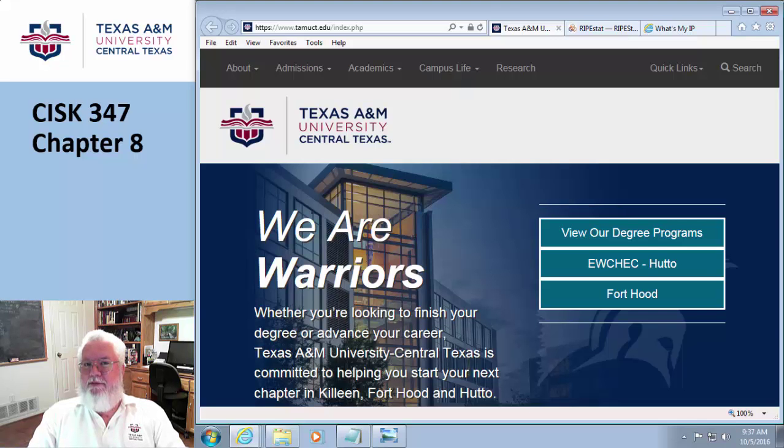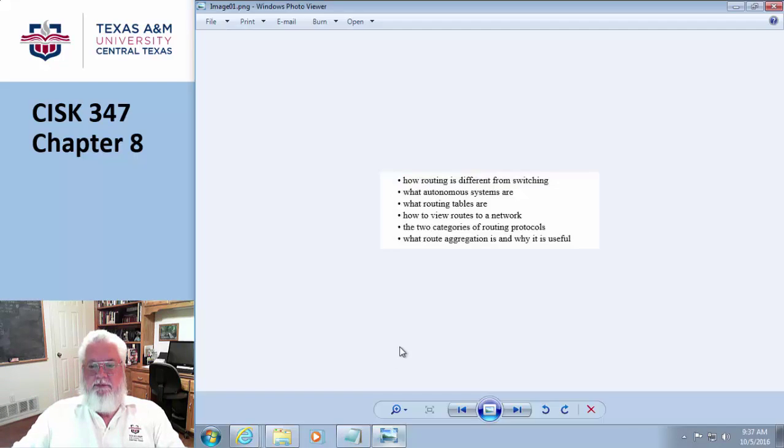Okay, welcome back. This is Chapter 8. Chapter 8 is all about routing. So, as always, we'll start with the learning objectives for this particular chapter. Talks about how routing is different from switching. What autonomous systems are.